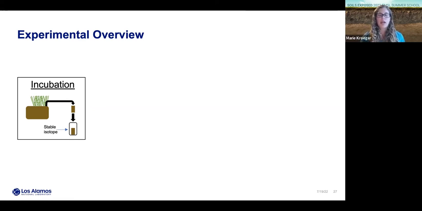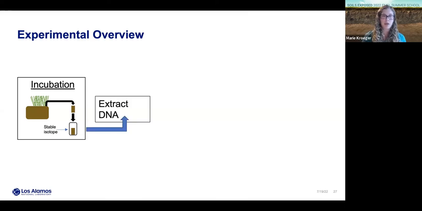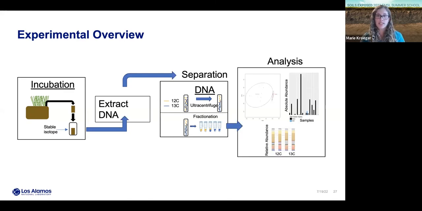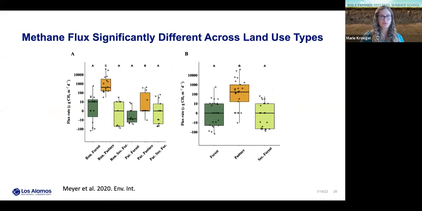for all of those. And after the incubation period, where we knew that there would be enough incorporation to get labeled DNA, we moved on to the next step where we extracted the DNA. We then did ultracentrifugation to separate out the heavy and light, and we fractionated to then do metagenomics, where we were able to analyze differences in the community composition and the gene abundance.